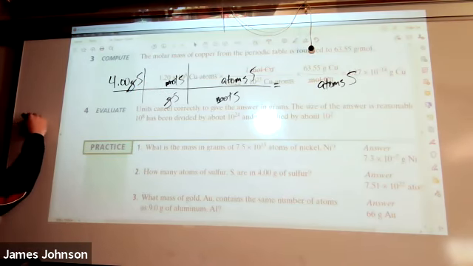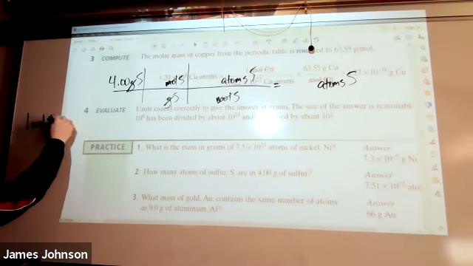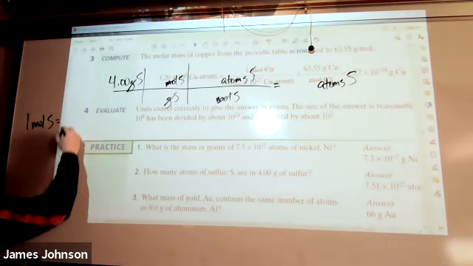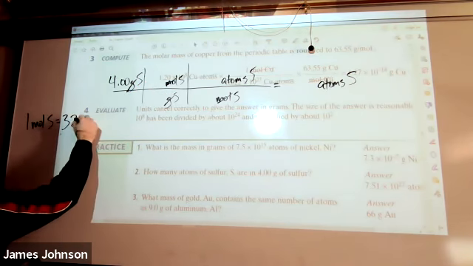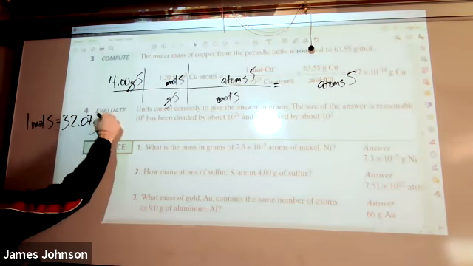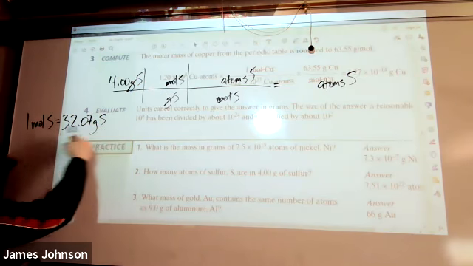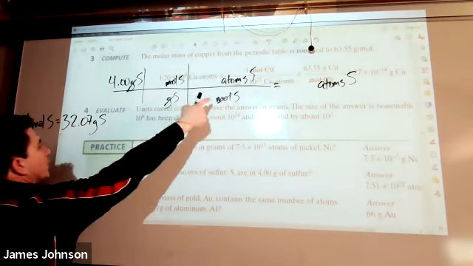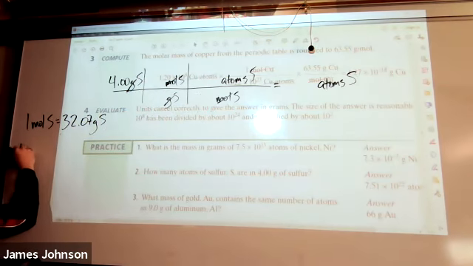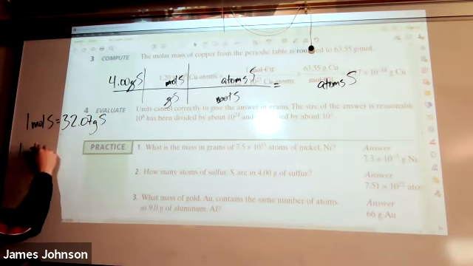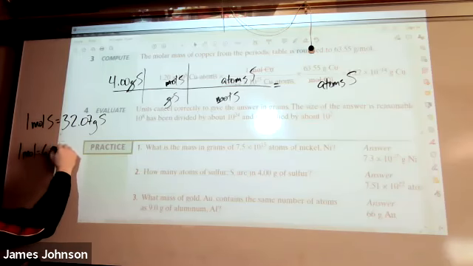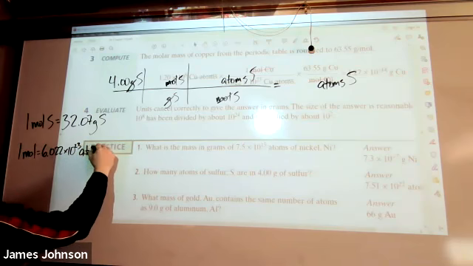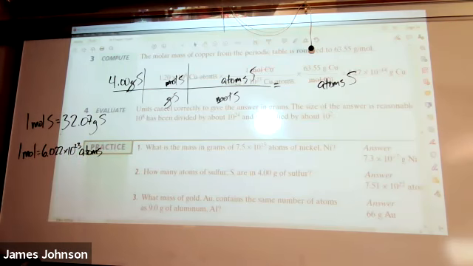Well, I know that if I have 1 mole of sulfur, I have 32.07 grams of sulfur. Okay, so that's going to give me the information I need to fill out this conversion factor. What about this one? I'm going to use Avogadro's number. 1 mole is equal to 6.022 times 10 to the 23rd atoms. So let's fill them out.